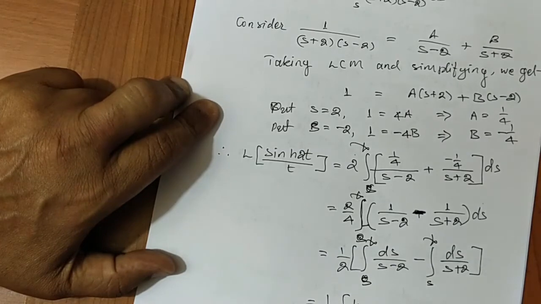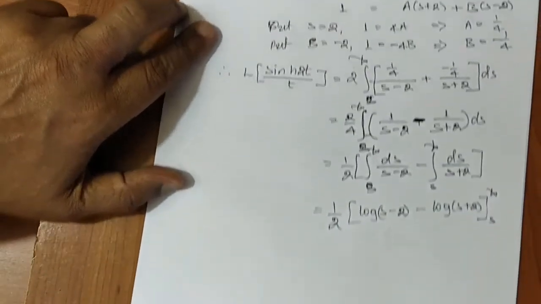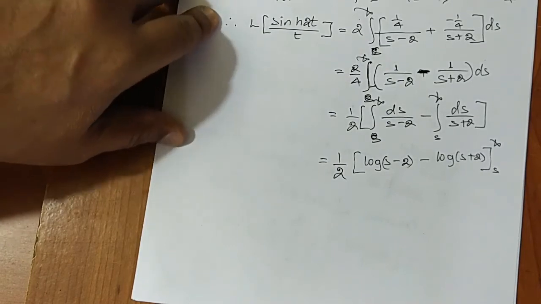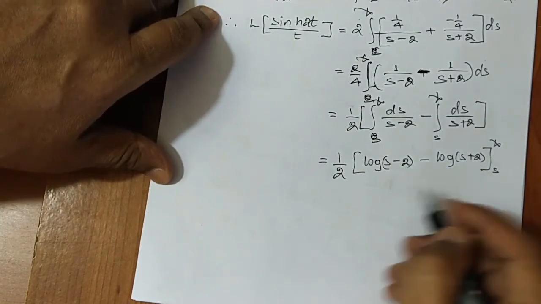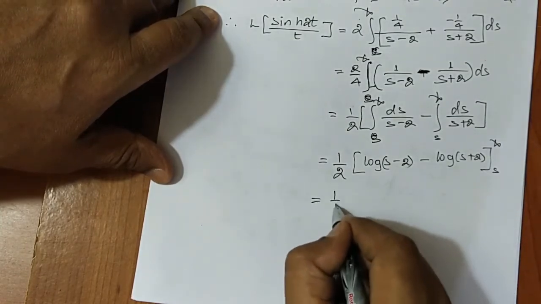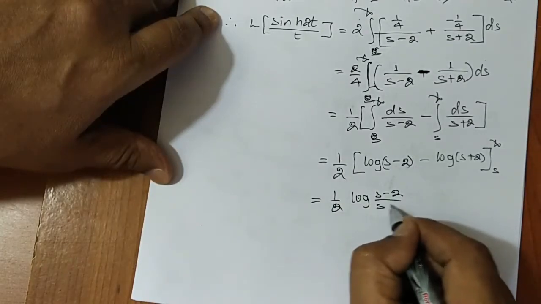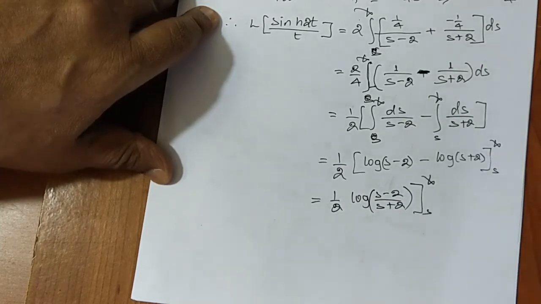It is log of s minus 2 minus log of s plus 2 from s to infinity. Right. S minus 2 over s plus 2 from s to infinity. This we have used log a minus log b is log of a by b. So this I write as what? Half of log of s minus 2 by s plus 2 from s to infinity.